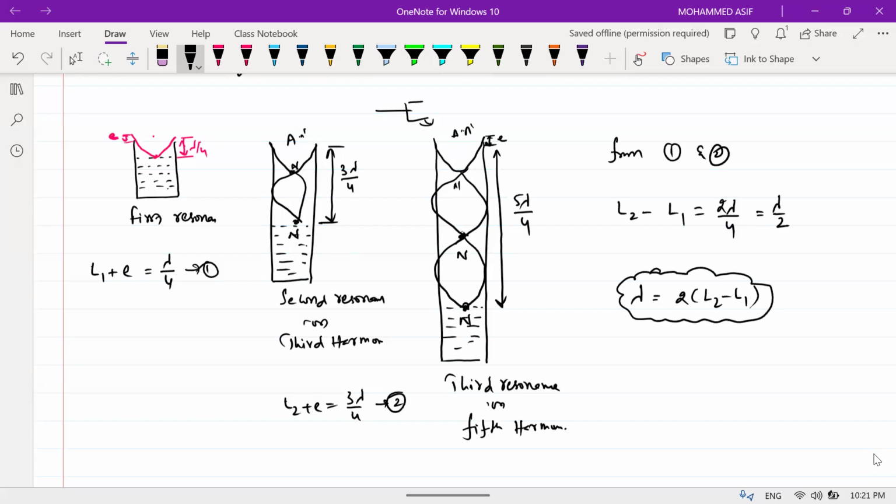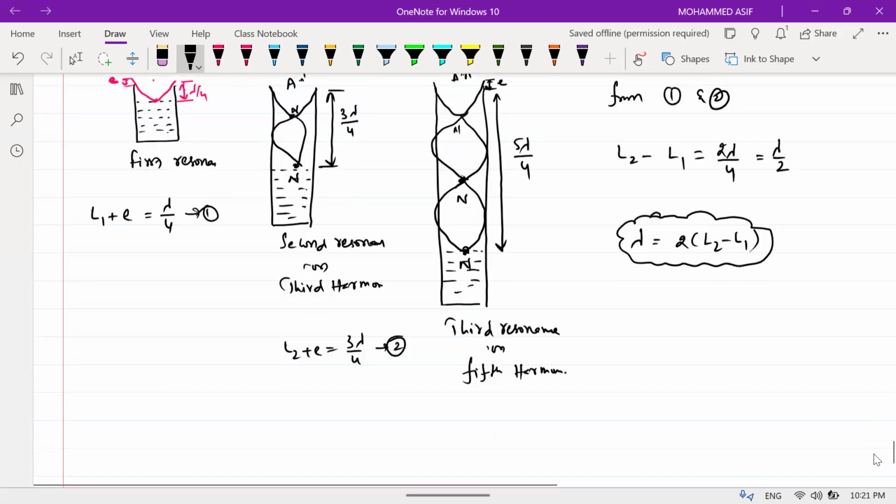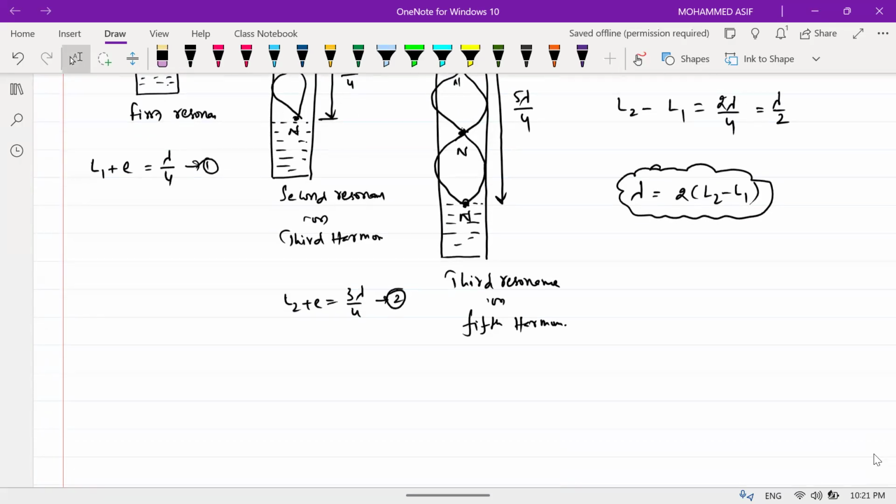The same way you can compare the first resonance and third resonance. It will be L3 minus L1 and so on. How do you calculate the end correction for this one? Once I know the wavelength, I can calculate the velocity. V is equal to f into lambda. So V is equal to frequency into 2 into L2 minus L1. So speed of sound will be equal to 2 times the frequency into L2 minus L1.